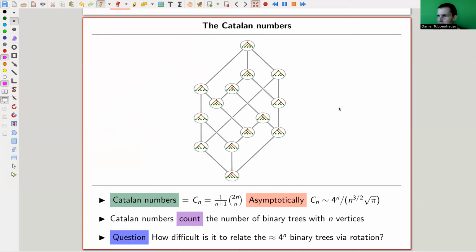So here are all trees with 5 endpoints. You write them down and make a little table. How are they related by tree rotation? And maybe you first want to just count the number of trees, and we just make it easy here. We want to count the number of binary trees with n vertices.